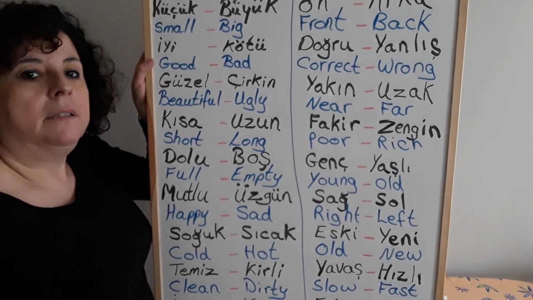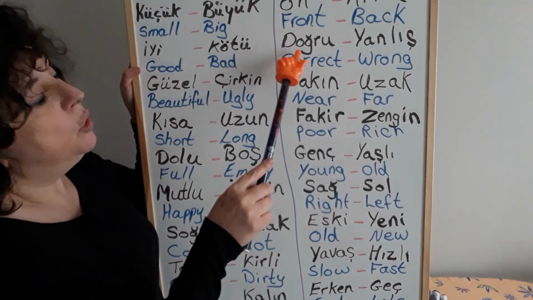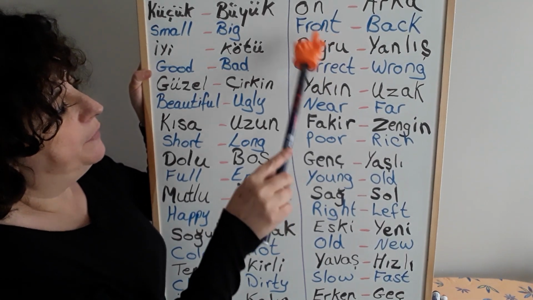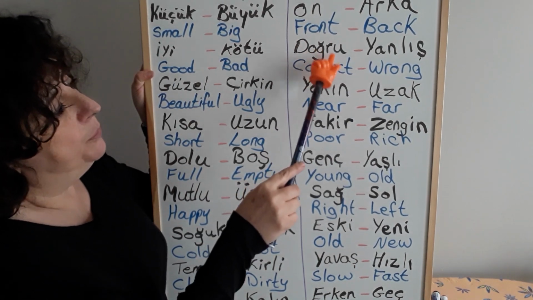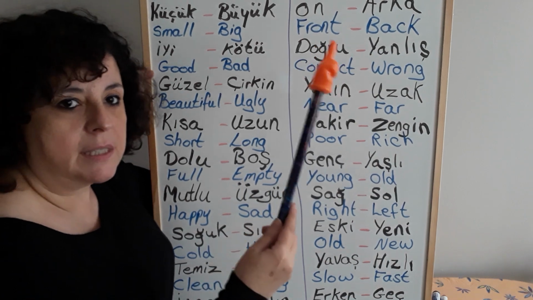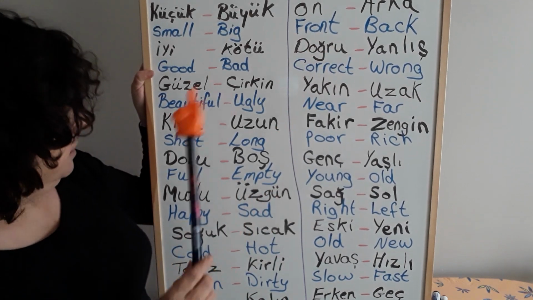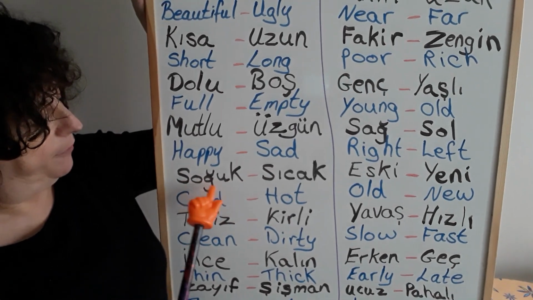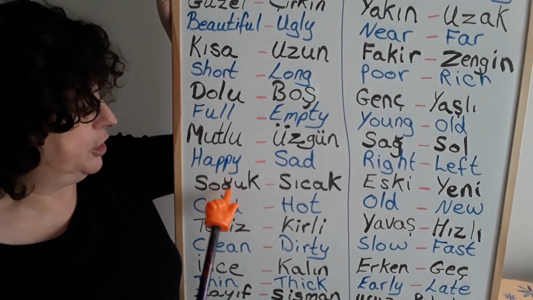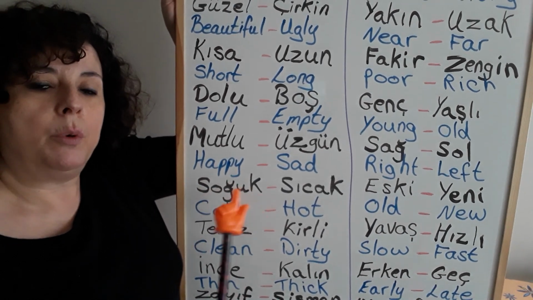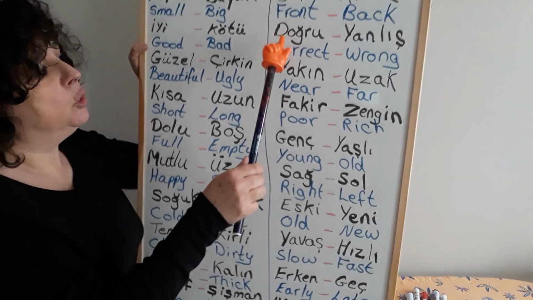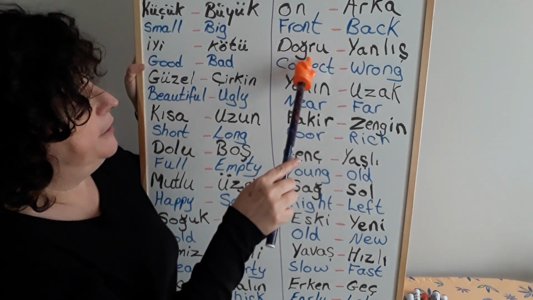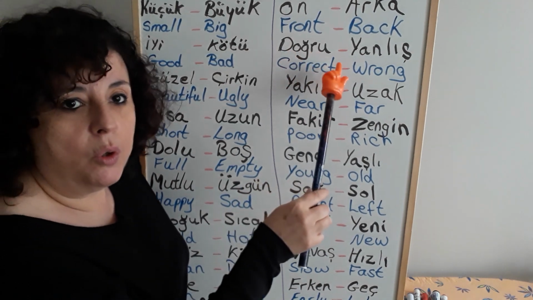Doğru. The G with the tail above is silent when it's not followed by a consonant, that is, when you've got a vowel before and after, like in soğuk. There we're extending the vowel, so the G becomes silent and we don't pronounce it. In doğru, we have to pronounce it because it's followed by a consonant, not a vowel. So doğru.